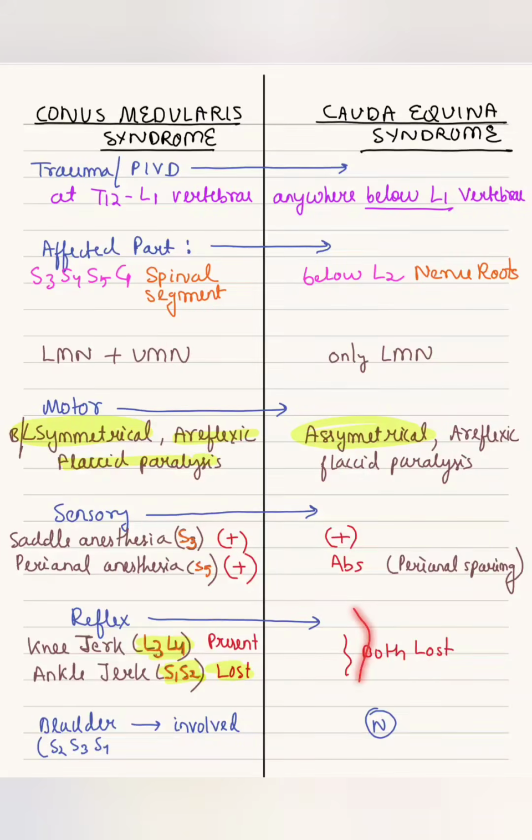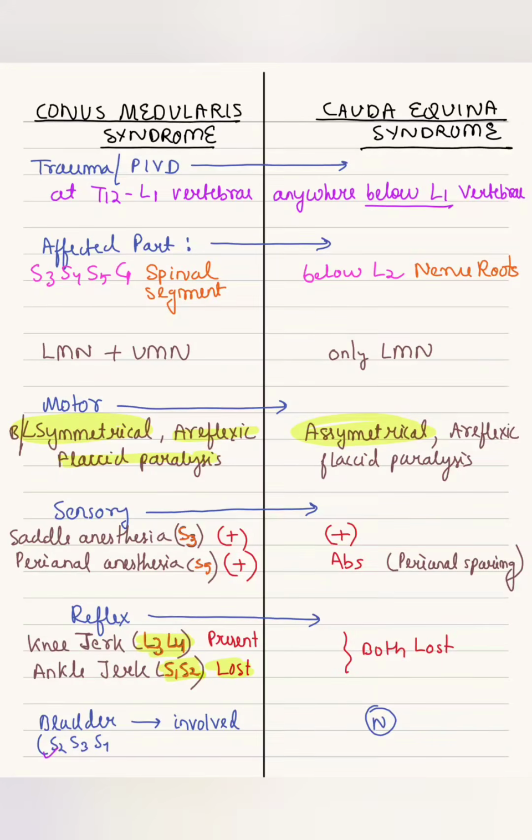But in cauda equina, the nerve fibers are affected below L2. So that is why the knee jerk and ankle jerk both will be lost here. Now about bladder involvement. The bladder is supplied by S2, S3, S4, LMN pathways. In conus medullaris, the bladder will be involved, but in cauda equina, it may be normal or can be involved in the late stages only.